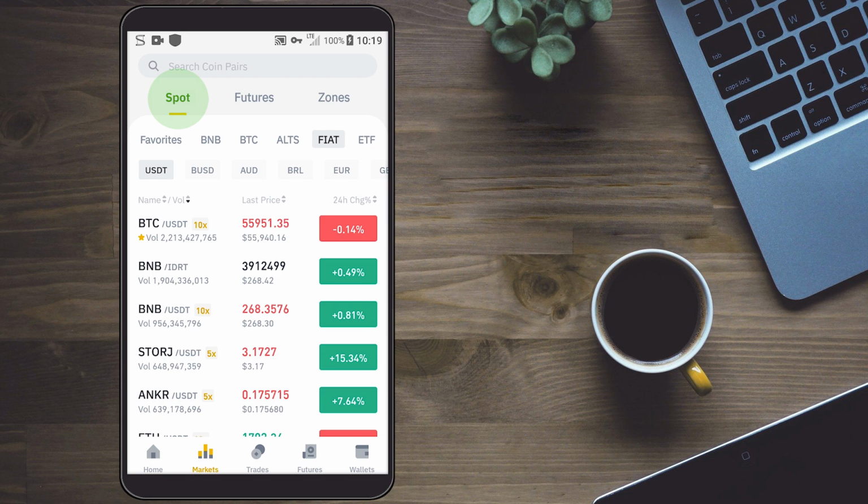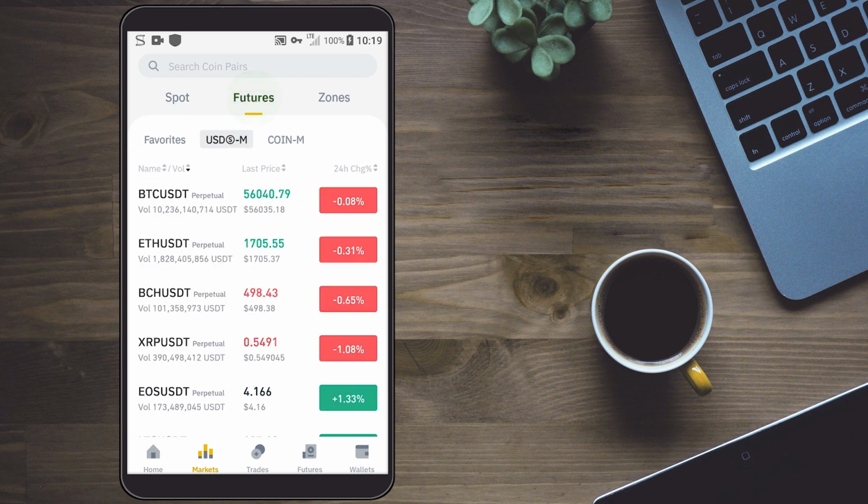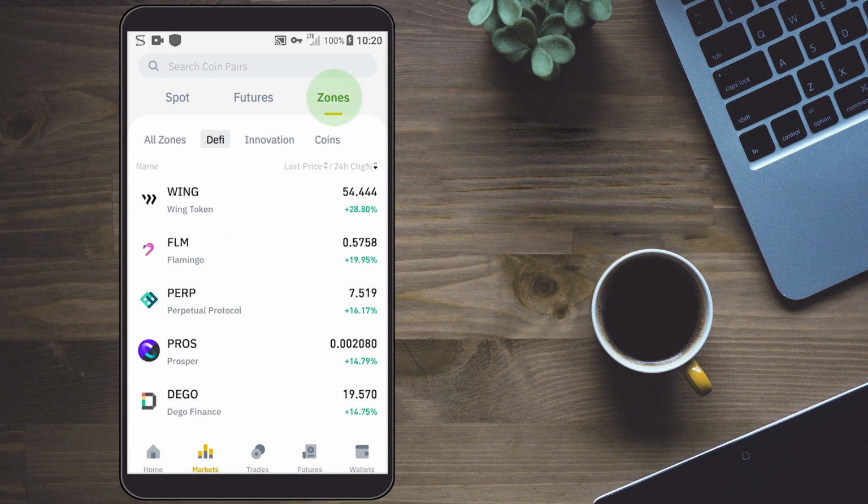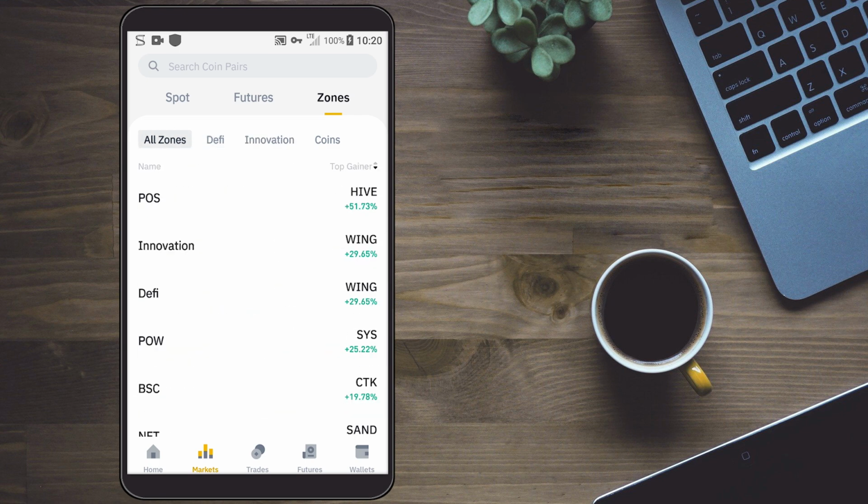Spot tab is selected in the top, as you can see. Here we have list of available coins on Binance spot market. Here in the futures tab, we have list of futures contracts that are available on Binance futures market. Also, we have another tab, zones, that lists DeFi tokens or new innovative tokens. These tokens have higher volatility and they have higher risk in compared to other tokens. You can access to other categories like BSC, POW, POS, and some others here.